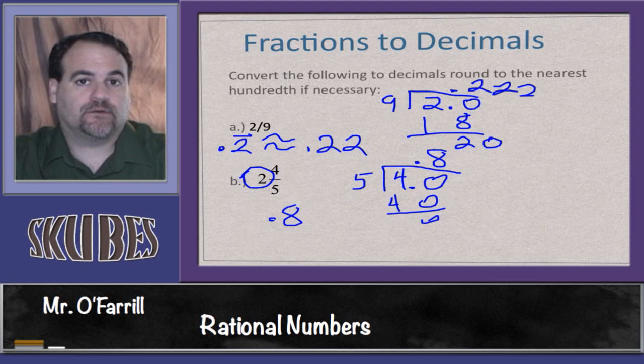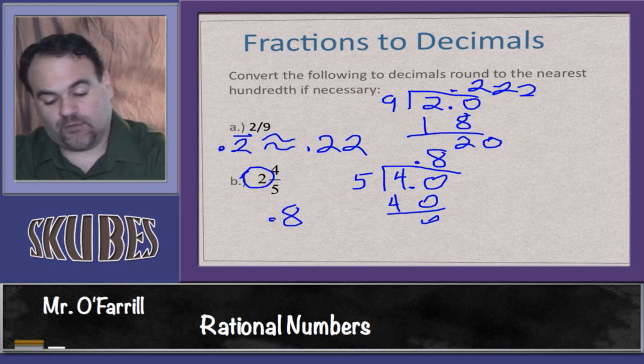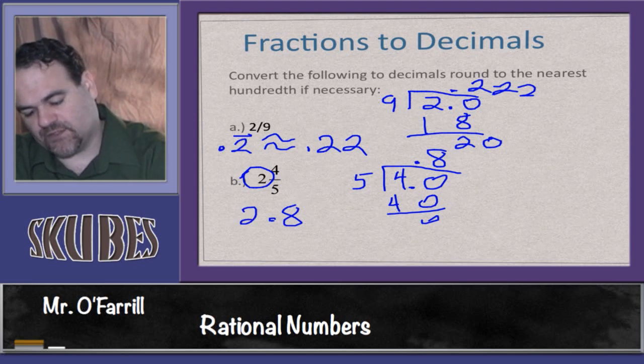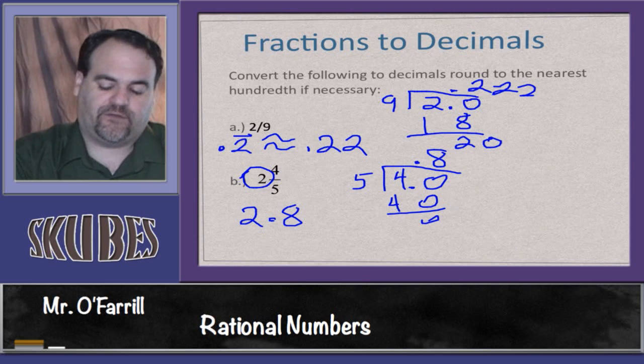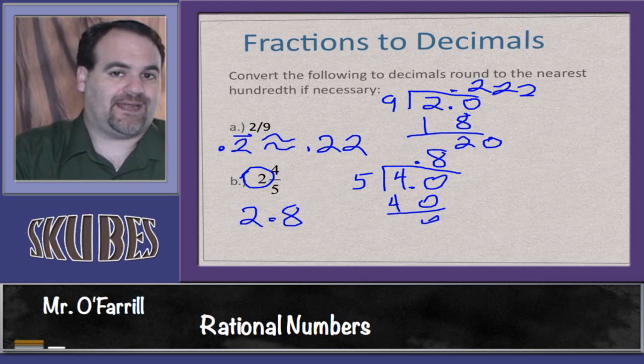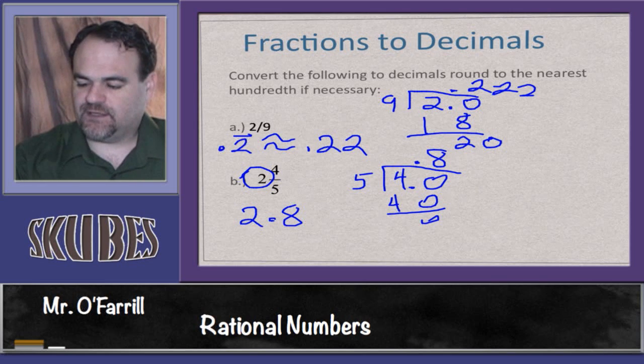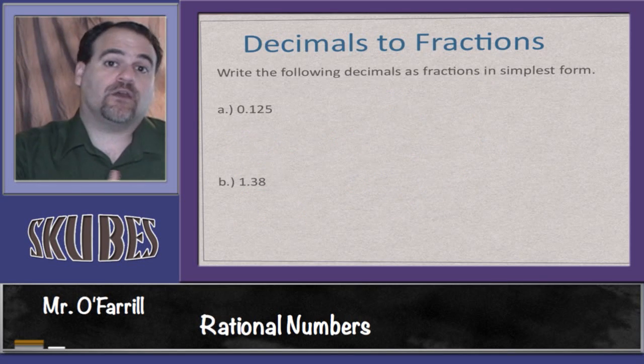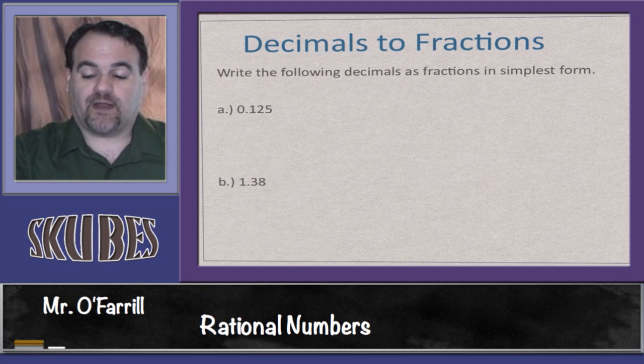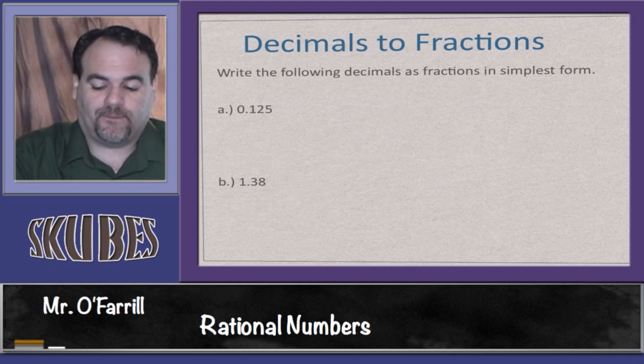And is that the answer? Well, no, there's that 2 that we got rid of originally. So 2 4/5 is the same as 2.8. All right, that's converting some fractions into decimals. And how about going the other way now, though? Writing the following decimals as fractions in their simplest form.